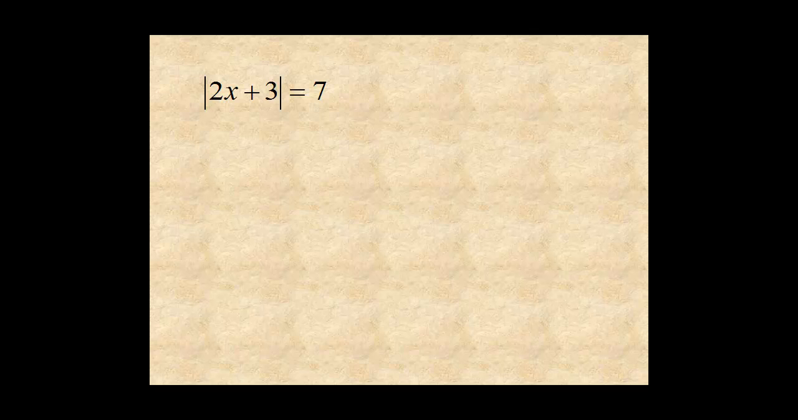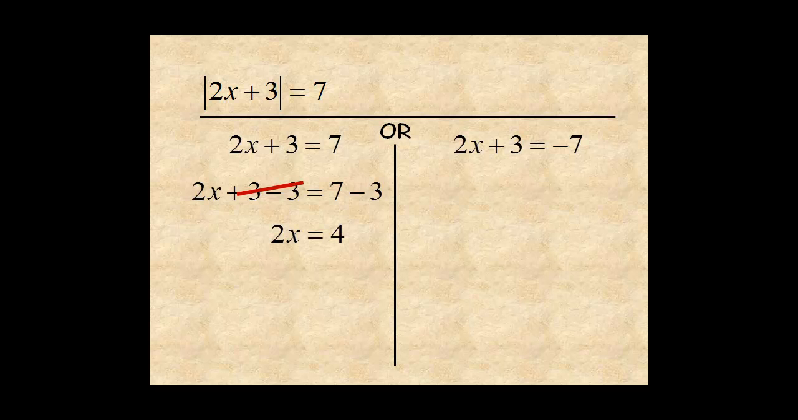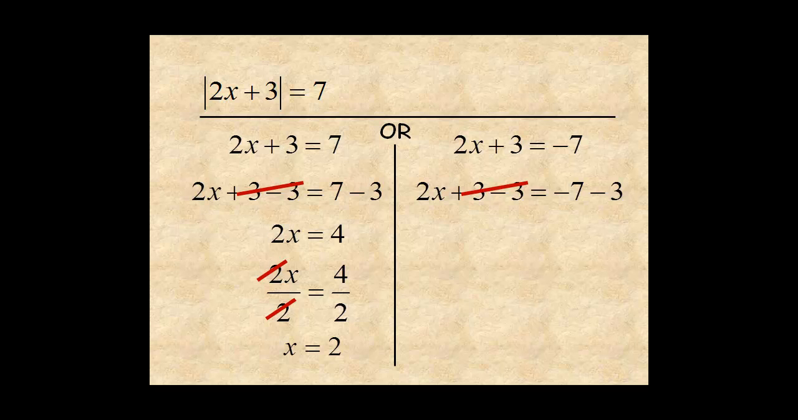In this example, if the absolute value of 2x plus 3 equals 7, then 2x plus 3 must equal 7, or 2x plus 3 must equal -7. Now, solve these two equations. On the left, subtract 3 from both sides for 2x equals 4. Then divide by 2 for a solution x equal 2. On the right, subtract 3 from both sides for 2x equal -10. Then divide by 2 for a solution x equal -5.